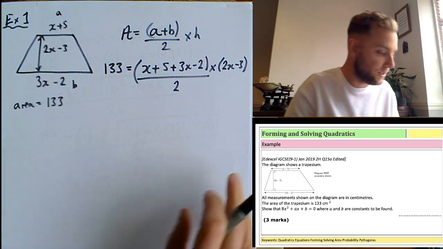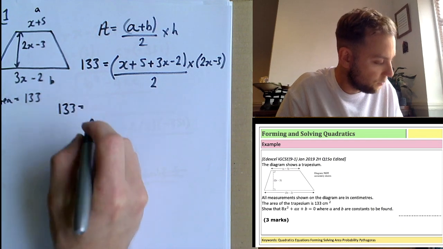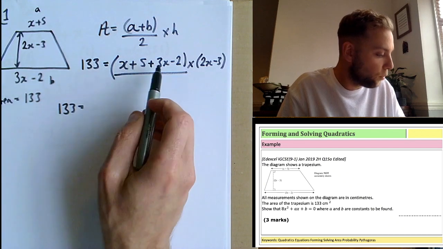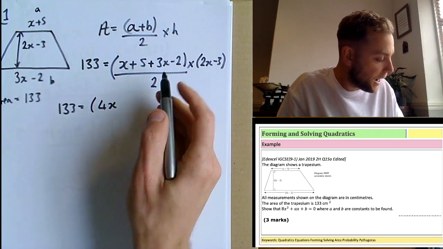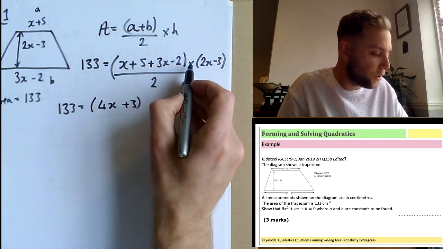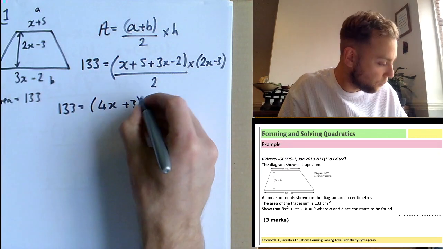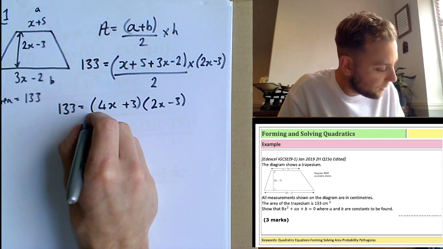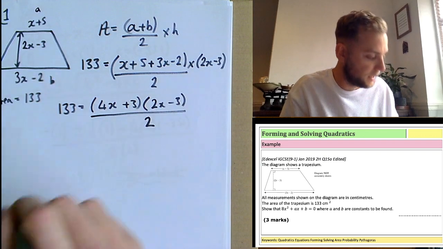So the next thing that we need to do is to simplify this. So it's going to be 133 is equal to, now we're going to do this inside the bracket here first. So x plus 3x is 4x. 5 minus 2 is equal to plus 3. We're timesing by this. Now I don't need to write this times because we're doing it algebraically. So bracket 2x minus 3, like so. And divided by 2, now it was just this divided by 2, but we could do this all divided by 2. It wouldn't make too much difference, like there.